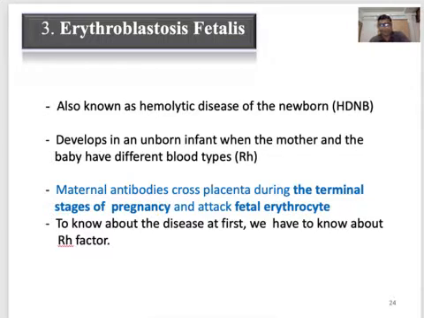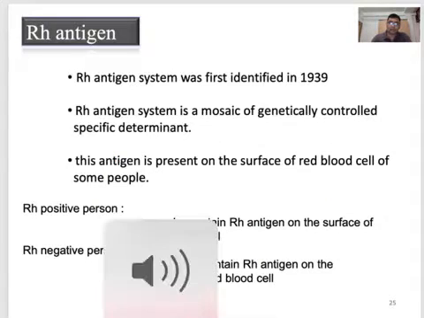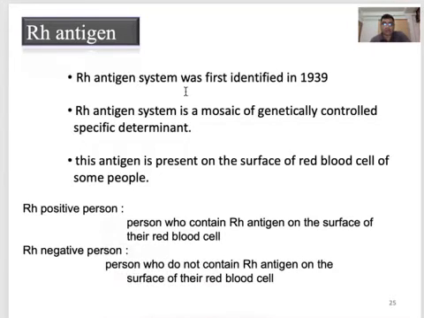You already know about the Rh antigen, but just for recap: the Rh antigen system was first identified in 1939, and it is a mosaic of genetically controlled specific determinants. This antigen is present on the surface of red blood cells of some people, not everyone. Otherwise, the blood group of everyone would be positive. There are some negative people, for example O positive, O negative. The negative blood group people don't have the Rh antigen.